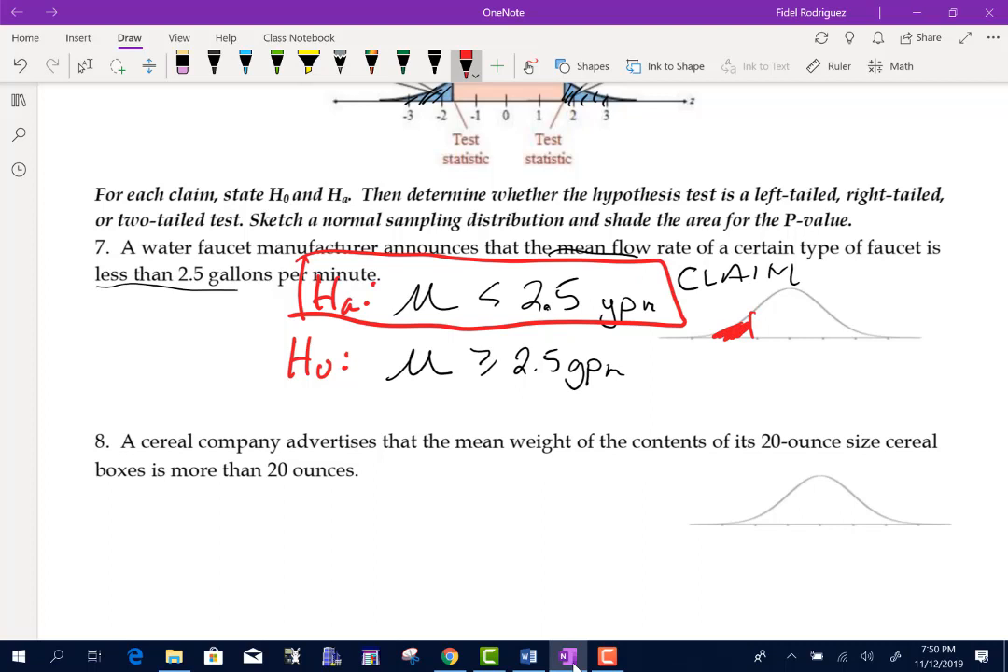Well, just because you use the word less, wouldn't that indicate it's a left tail? Well, not necessarily, because remember, I'm looking at the alternate, right? It happened to be my claim, but it won't always be my claim. You know what I mean? So I have to figure out which is my HO, which is my HA, and then whatever the HA is. And that's what we're doing here. So it says, sketch a normal sampling distribution and shade the area for the p-value. That's what we're looking for right there. Okay.